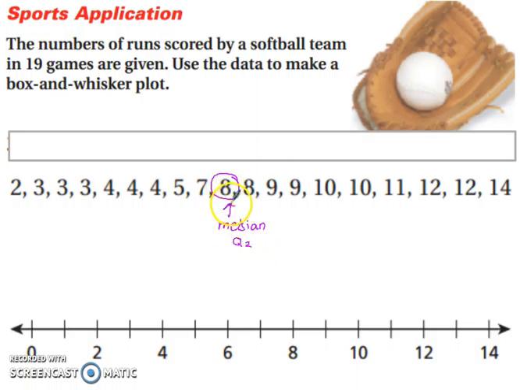So now we want to find our quartile 1 and 3. So we're going to do the same thing with all of the data to the left and all of the data to the right of our median. So we're going to find the median of the data here and the median of the data here. So take a moment, pause the video, and find quartile 1 and quartile 3. When you return, you'll have both.